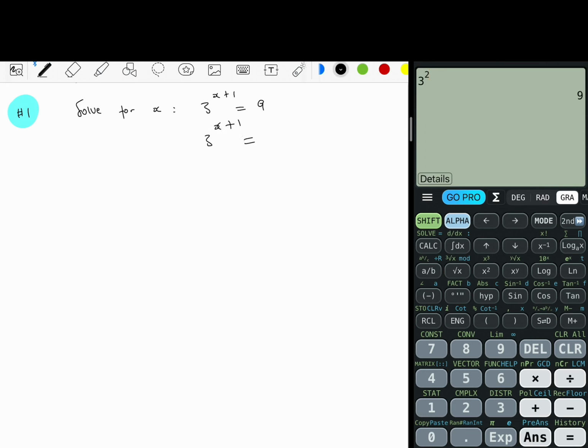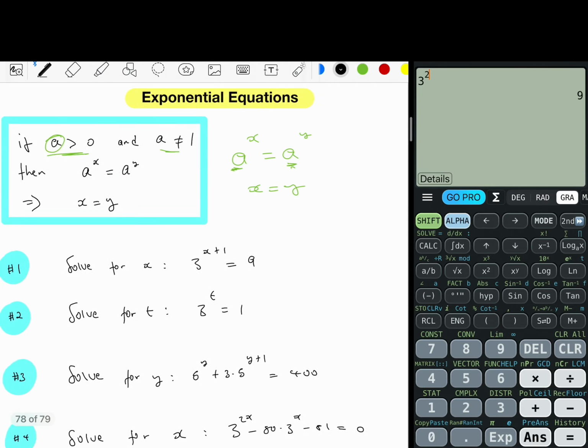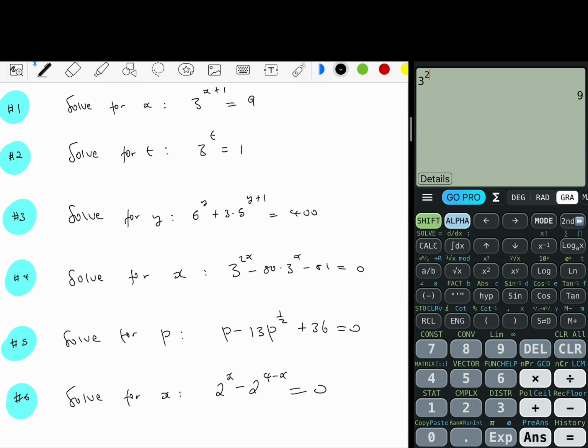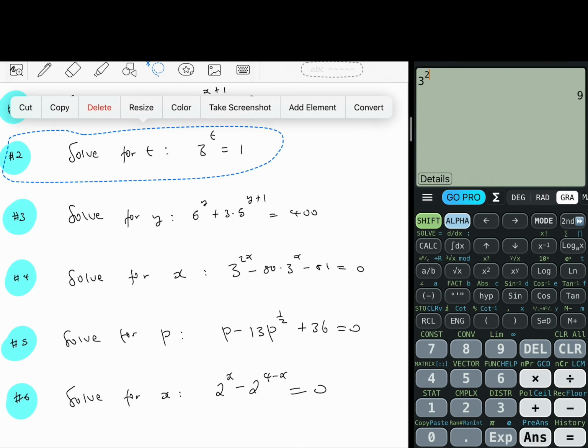So we have 3 power x plus 1 is equal to 3 power 2. That's 9. Now the bases are the same, therefore we can equate the exponents, so x plus 1 is equal to 2. From here, it's easy peasy. Take 1 to the right-hand side, it becomes negative, and x is equal to 2 minus 1, which is 1. That's your answer. Easy. So let's go to question 2.